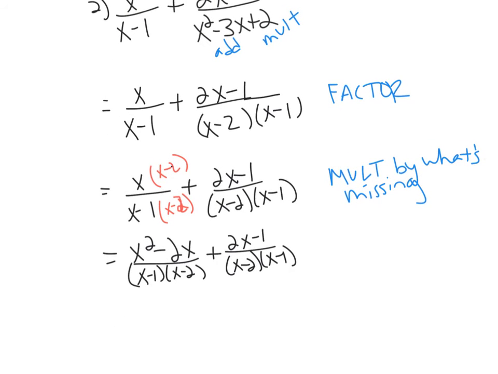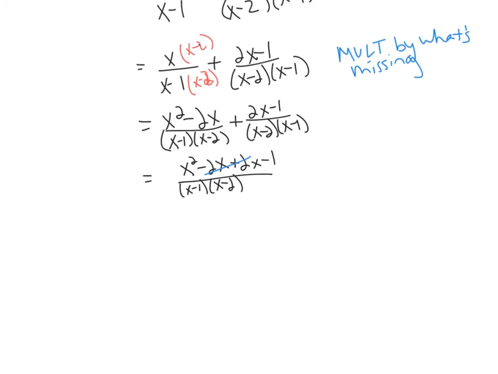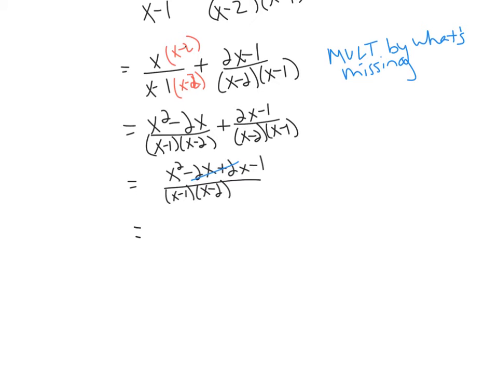And now that we have the same denominators, I can simply add the numerators. So denominator stays the same. I still have x minus 1 times x minus 2. But I can now add the numerators. So I have x squared minus 2x plus 2x minus 1. So let's distribute. What do we notice about our two middle terms? Negative 2x plus 2x. Those are going to cancel. So we're left with x squared minus 1 on top, x minus 1, x minus 2 on bottom.